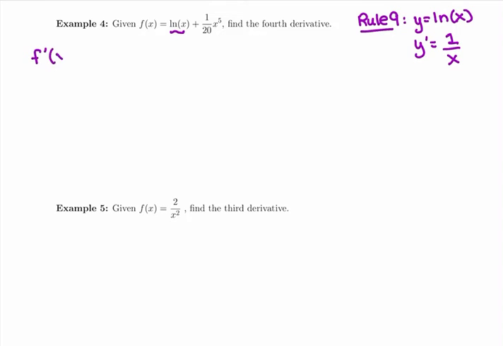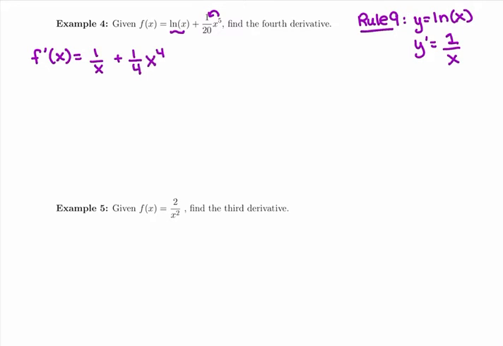I don't have anything to rewrite that's in the denominator. So I'm going to take the derivative of the natural log of x first, which is 1 over x. Then this next piece, I'm going to bring down the 5. 5 times 1 over 20 is going to give me a 5 over 20, which will reduce to be 1 over 4 x to the fourth.